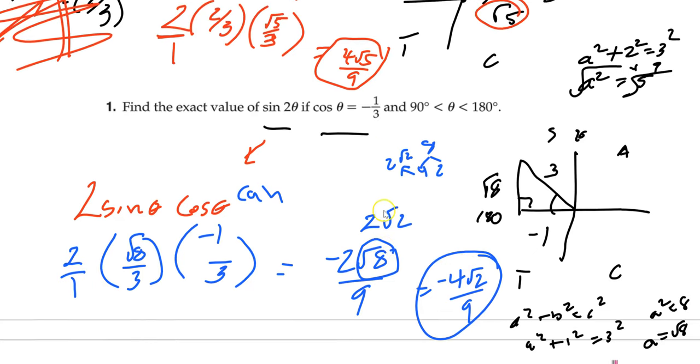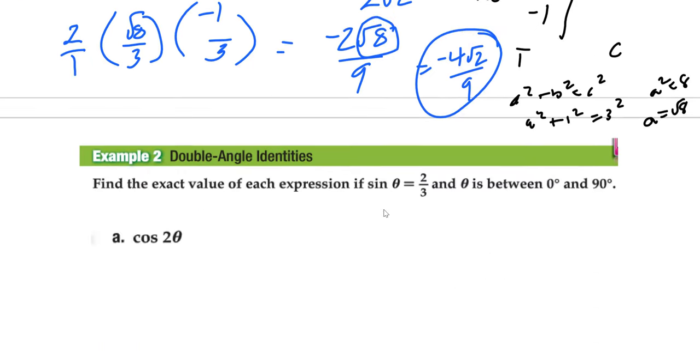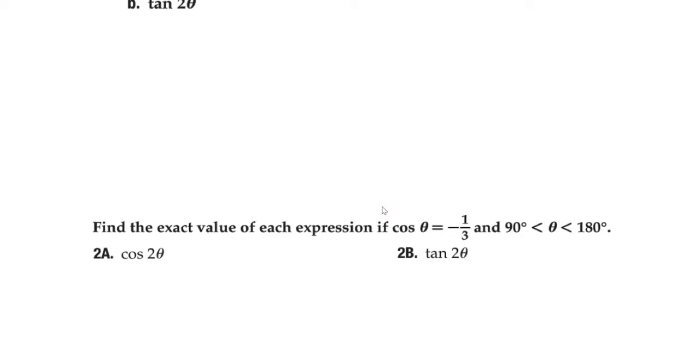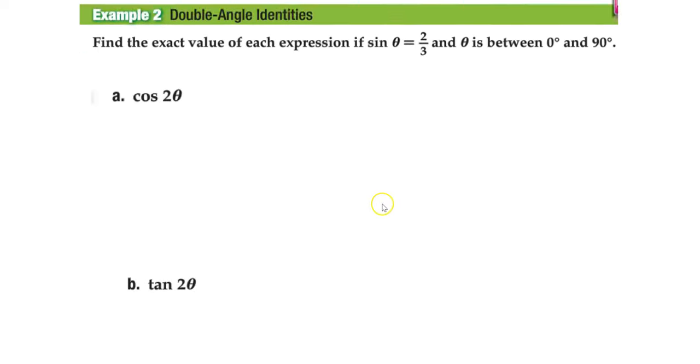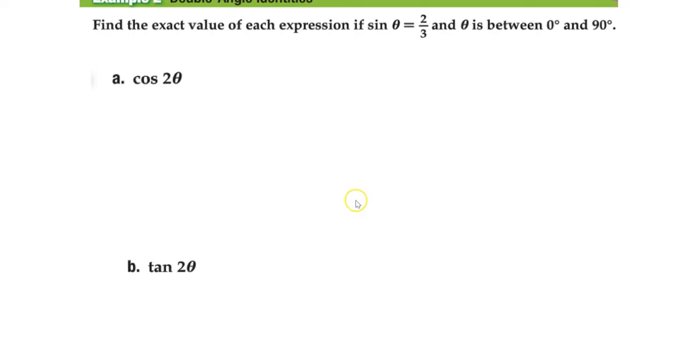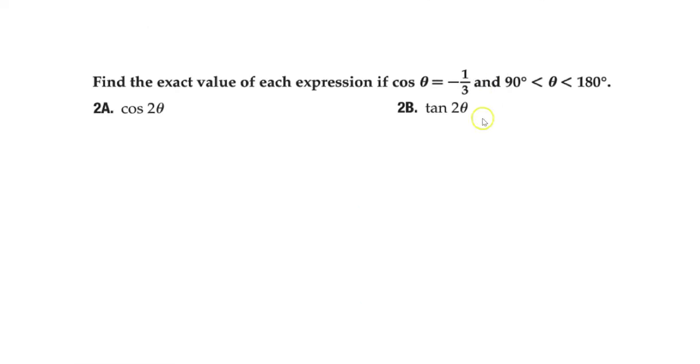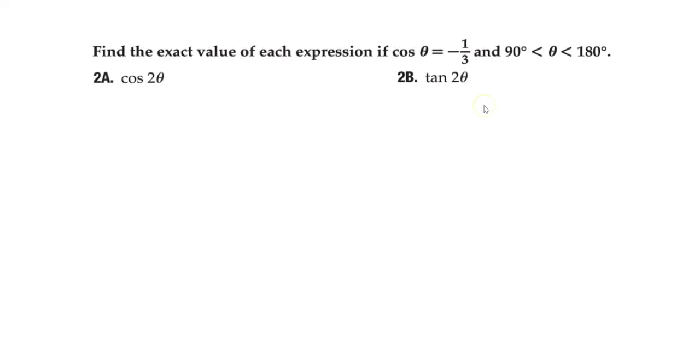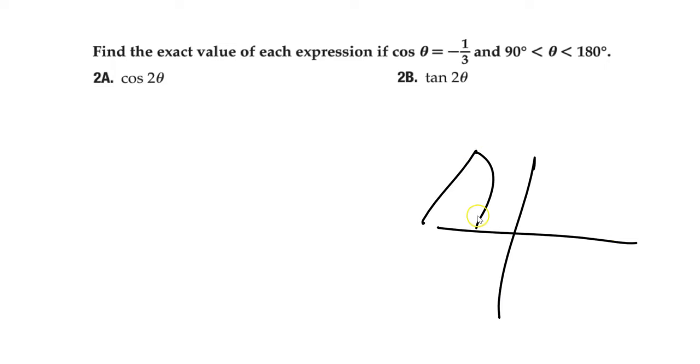So that's the process of how to do double-angle identities. I'm going to do all these. I'll do one more. I think you guys get the gist. And let's do a more fun one. Let's do this one. Now, it's actually kind of the same as the last one, but I don't have that many choices. Same concept. They give me cosine, so I'm going to draw my triangle over here in quadrant 2. And that is a bigger triangle than I wanted to draw.